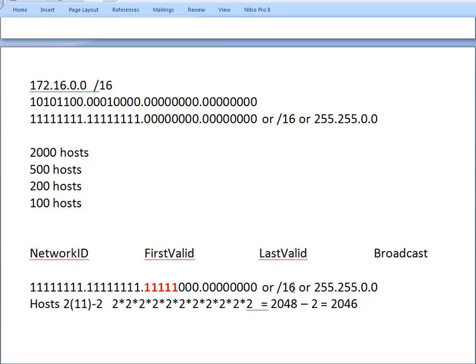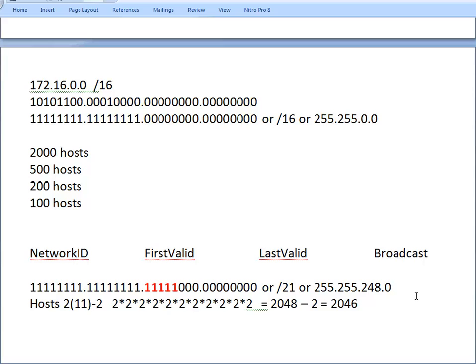Now it's not /16 anymore, because 16 is up to here. 17, 18, 19, 20, 21. So it's /21. Or it's 255.255 in decimal, then when you add 128 plus 64 is 192, plus 32 is 224, plus 16 is 240, plus 8 is 248. So it's 248 here, the subnet mask.